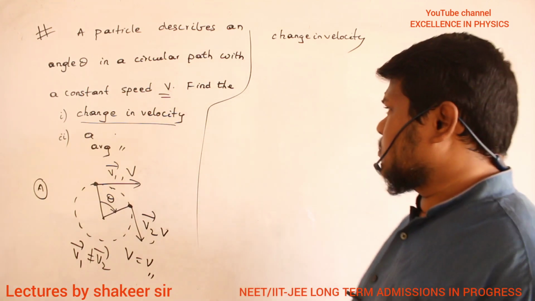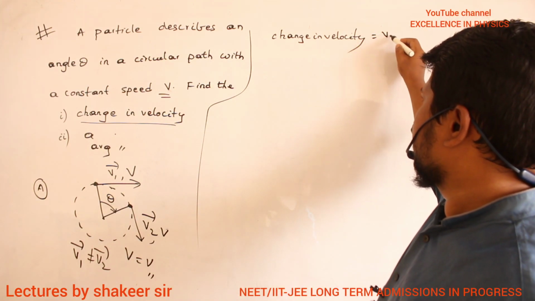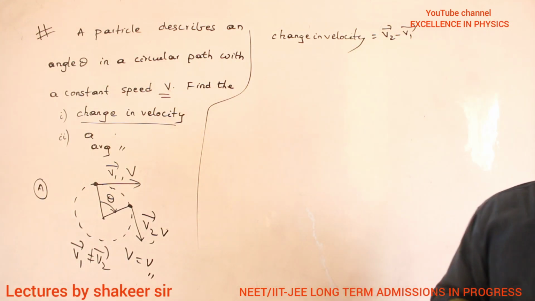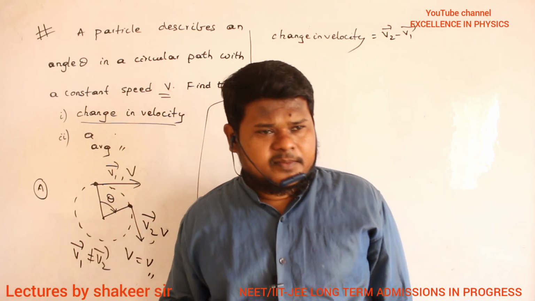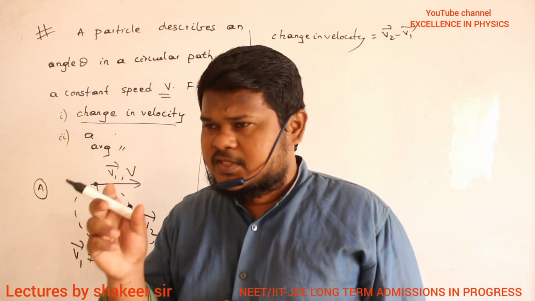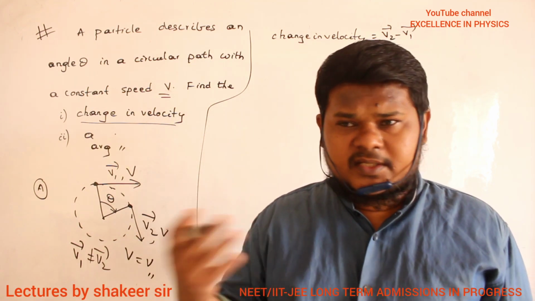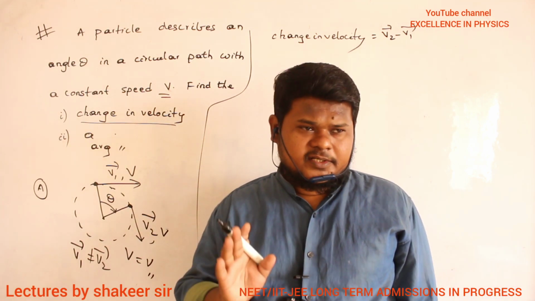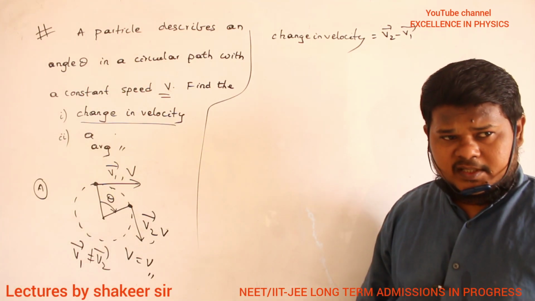Clear now? So what I do is, change in velocity in vector form, how can I write? v2 dash minus v1 dash. This is how I write in vector form. So what is meant by v2 dash minus v1 dash? Final velocity minus initial velocity. So change is always final minus initial. Change we have already studied. Change means always final minus initial. So final velocity minus initial velocity will give the change in velocity. Are you able to understand?